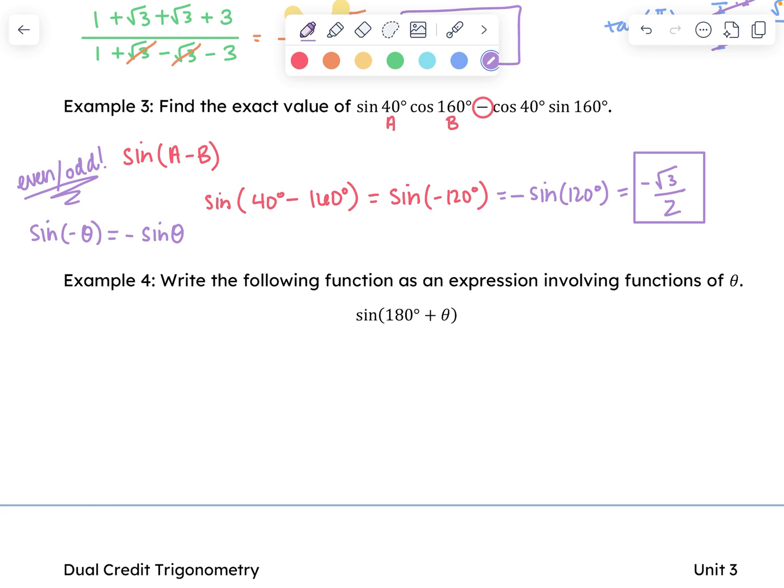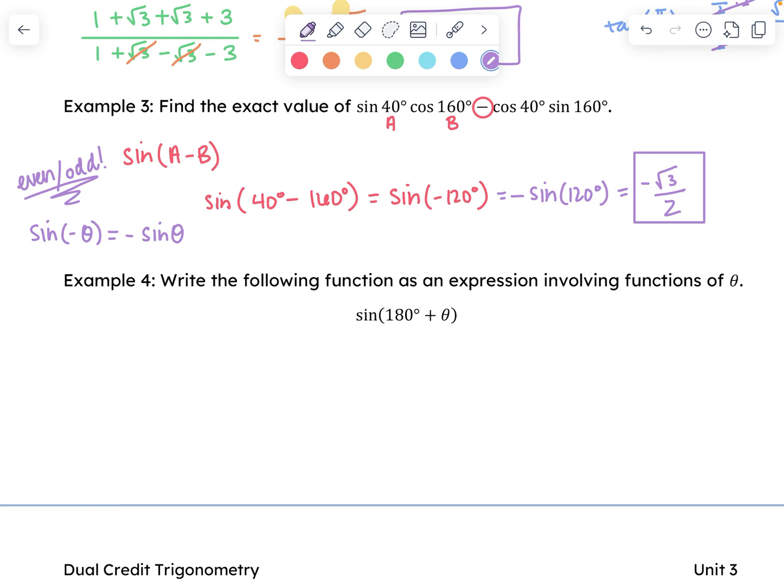Okay, we've got another one that's kind of similar to a problem that we did in our last set of notes. It says write the following function as an expression involving functions of theta. So we've got sine of 180 degrees plus theta, but we want to get it down to just theta, no more 180 degrees. So I'm going to use a sum or difference identity here. And this is where you've got to be careful. You can't use the co-function here because one, it's addition, but also it's 180 degrees, not 90 degrees. So be careful with that.